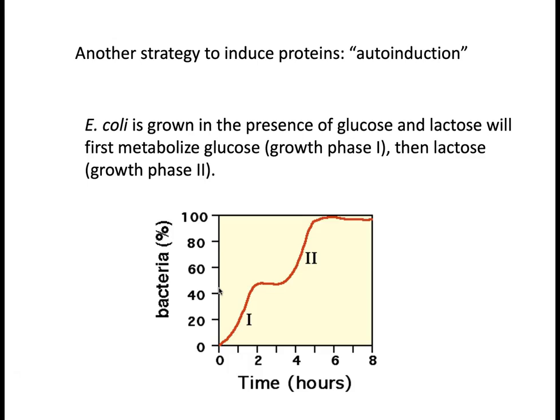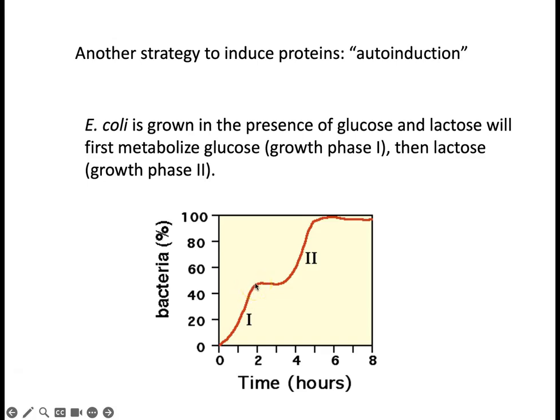This strategy of autoinduction is based on how bacteria metabolize sugar, which is shown here at the bottom. If E. coli is grown in the presence of two different sugars, glucose and lactose, the E. coli will first metabolize glucose. If you're following the growth, it's going to look like this. You're going to have this phase 1 growth where the bacteria are growing, they're growing, they're growing.